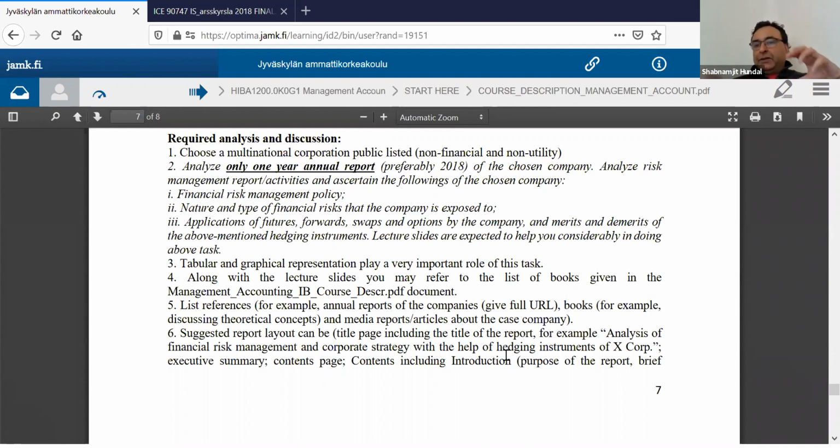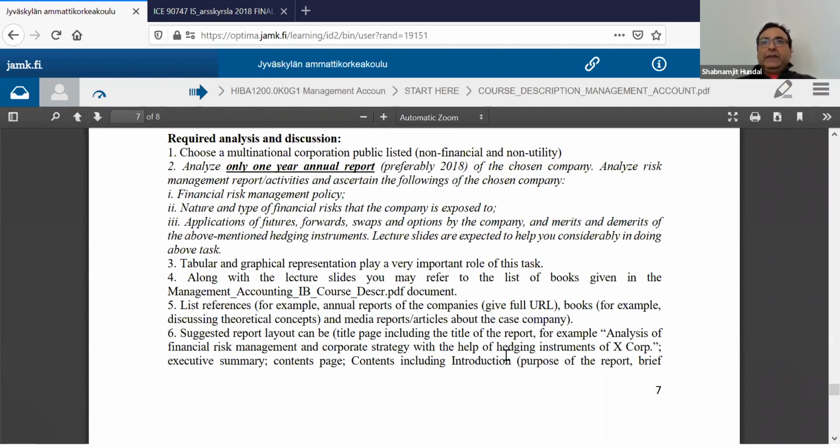And if the company already has a risk management policy, here you can give some kind of critique, some kind of critical analysis: hey, you folks, why don't you use options? Come on, options are missing from your portfolio. So these kinds of descriptive things you are required to use.